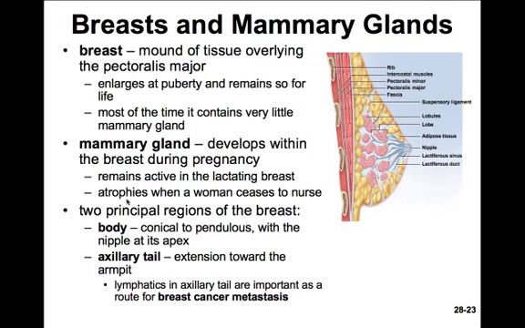There are two principal regions of the breast. There's the body and the axillary tail. So the body is this conical and pendulous region of the breast with the nipple at its apex. And the axillary tail is the extension of the breast that moves up towards the armpit. There are lymphatics in the axillary tail, and they have a big role in metastasis in breast cancer. So they're often removed during a mastectomy.